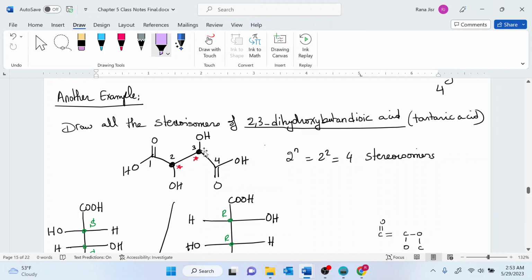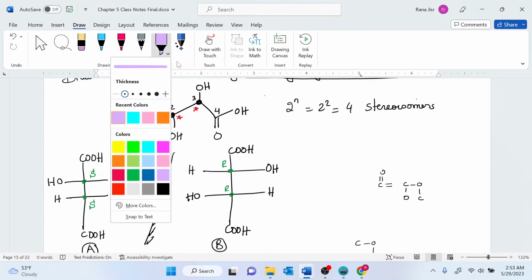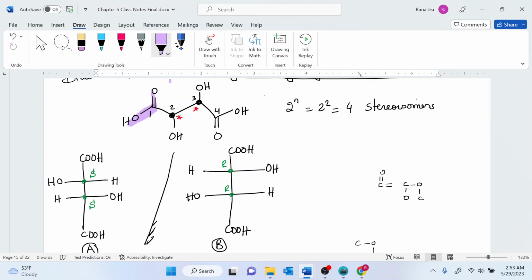So locate your chiral centers, please. And these are two chiral centers here. And then draw your Fischer projections around these two chiral centers. So you have a carboxylic acid group here. This is your carboxylic acid group. And you have another carboxylic acid group there. Remember what we said about the carbon chain: the carbon chain needs to be on the vertical line.